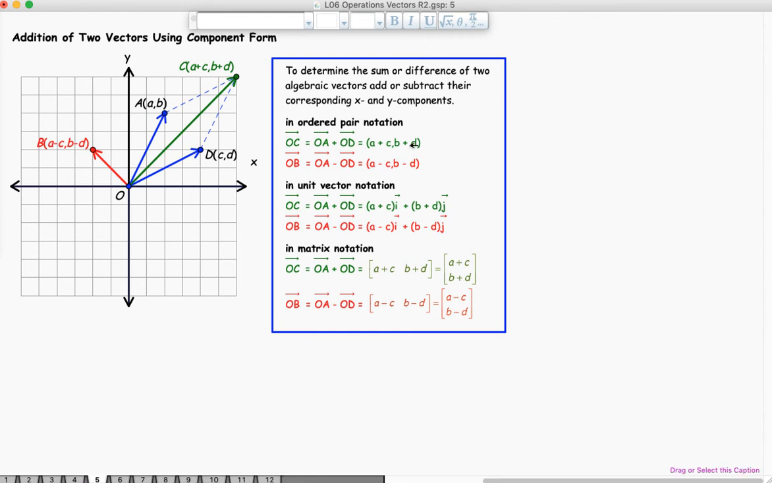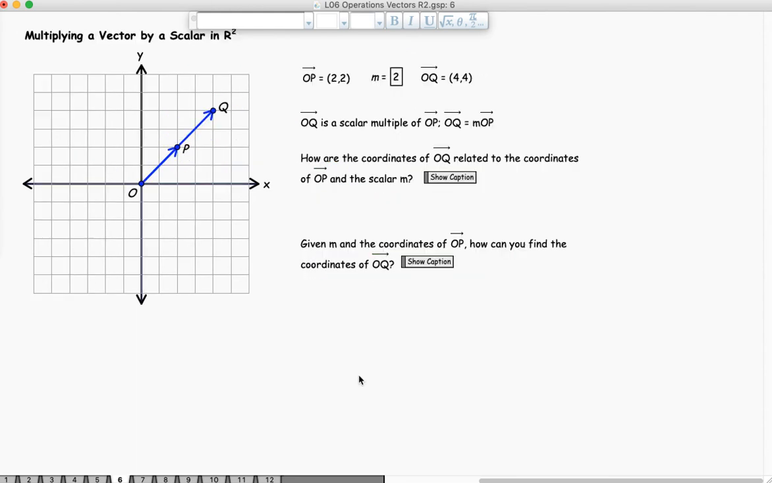I'll probably stick more to the ordered pair notation, which is this one, and the unit vector notation, and not infrequently, I guess I would say. I'm going to try and throw in matrix notation just so you're not freaked out about that notation when you see it in university. All right, next slide.